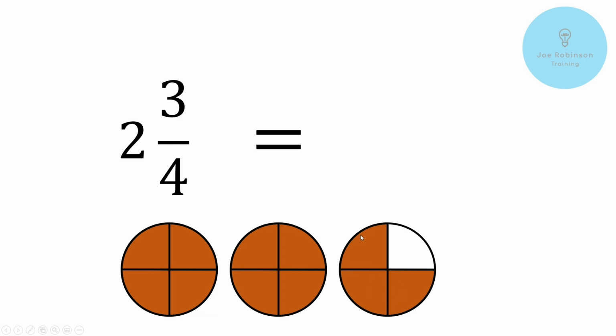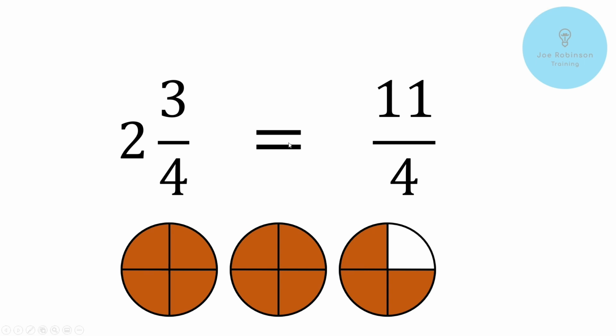Now if we count up the total number of quarters that we've got here, we've got 1, 2, 3, 4, 5, 6, 7, 8, 9, 10, 11. So what do you think our improper fraction is going to look like on this side? Well, let's find out. We've actually got, as you can see, 11 over 4, or 11/4.